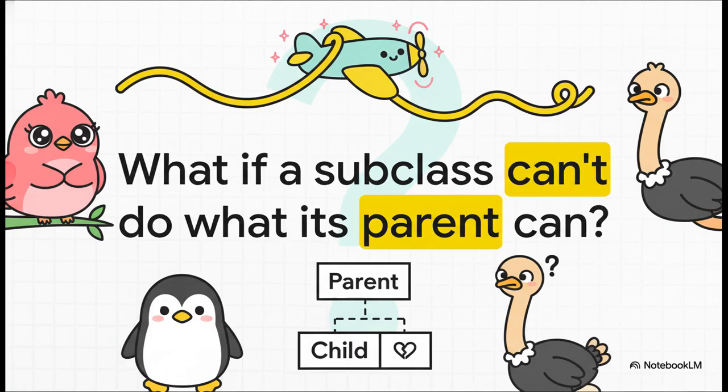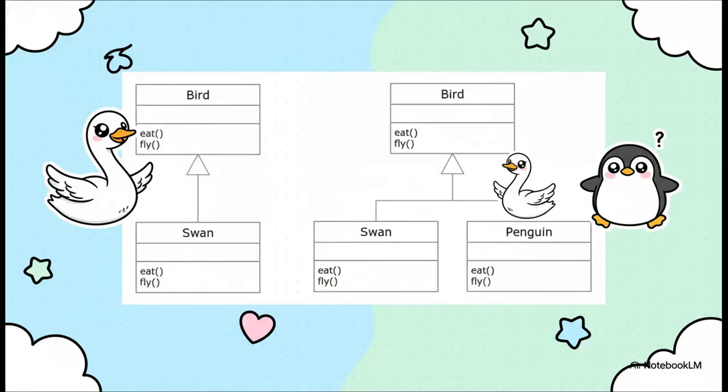This brings up a really interesting problem. What happens when our real-world logic clashes with our neat little class structure? What if a child class, for very logical reasons, just can't fulfill all the promises made by its parent? To see what I mean, let's look at the classic example with birds. At first glance, this looks totally fine. A swan is a bird, and a penguin is a bird. Makes sense.